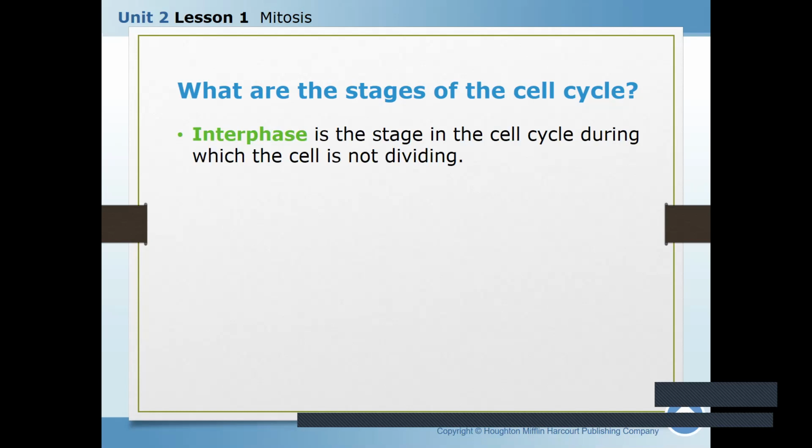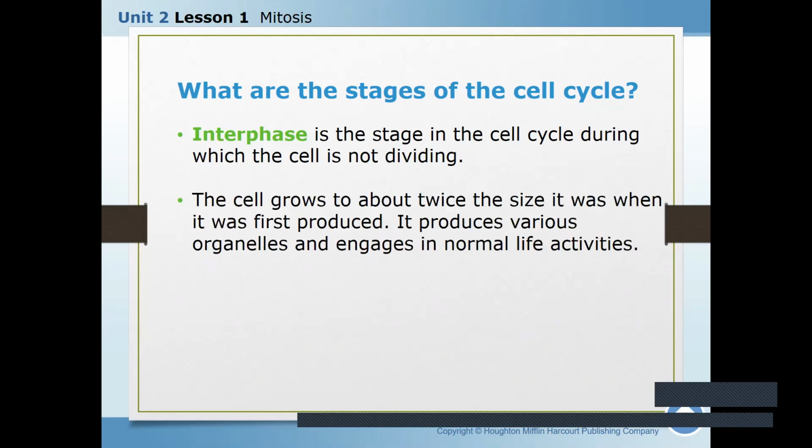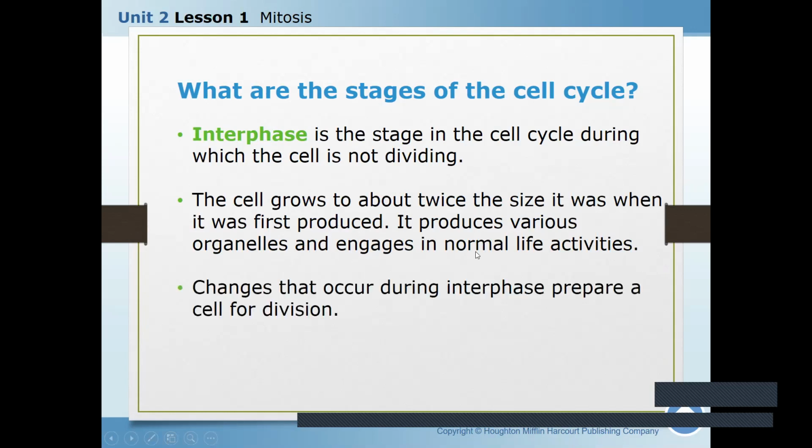Vatin, what happens to the cell during the interphase? The cell grows to about twice the size it was when it was first produced, carries out normal life activities, and gets ready for cell division. They prepare themselves and get ready for cell division. This is what you have studied in our last class.